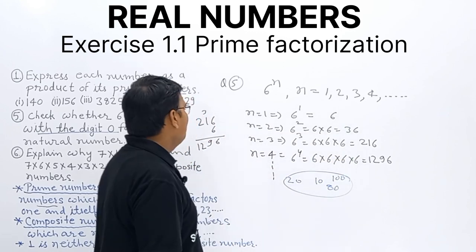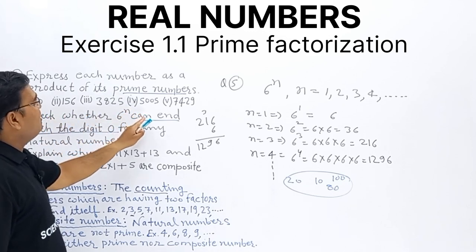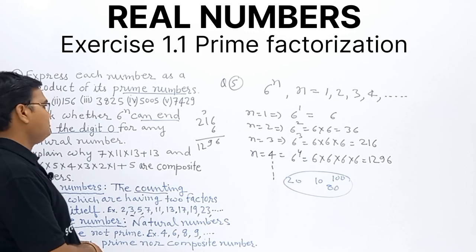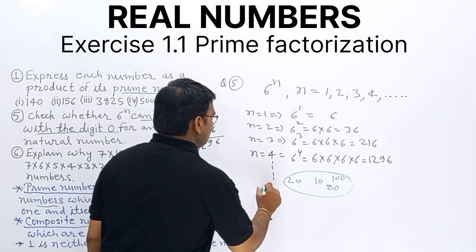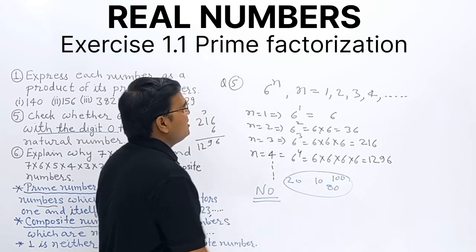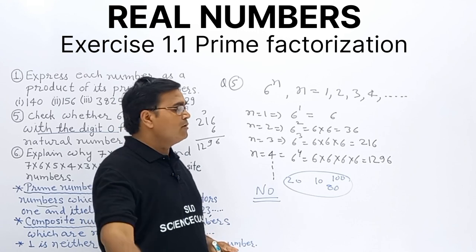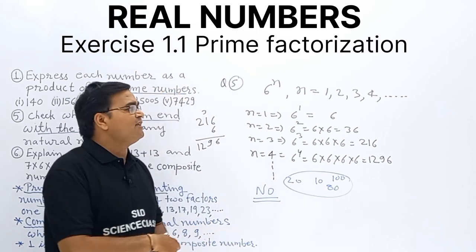No. So we can say: check whether 6 power n can end with the digit 0. No. By this calculation, we can say 6 power n cannot end with the digit 0.